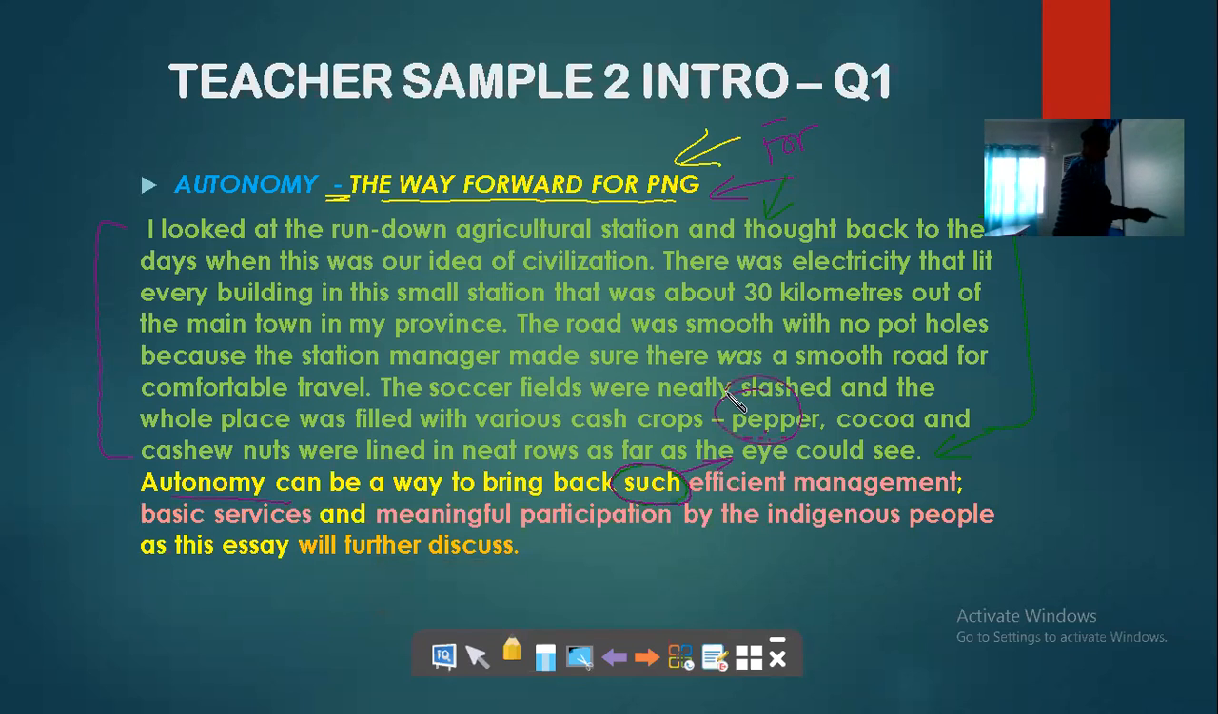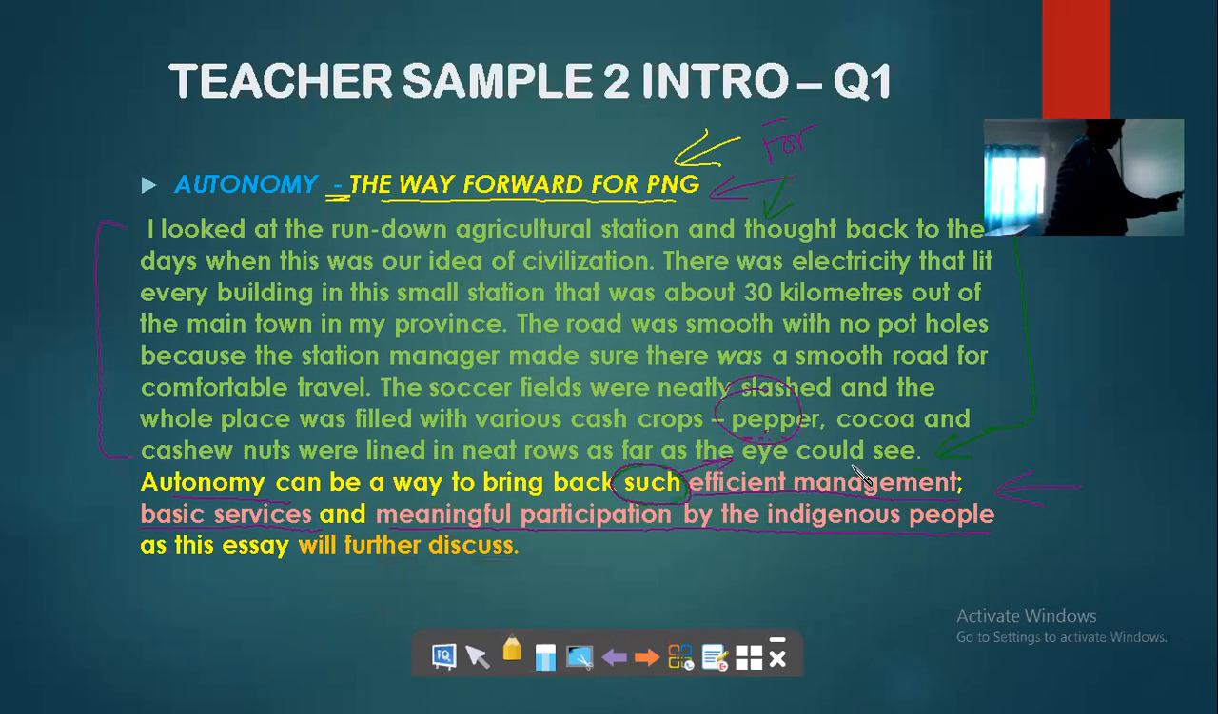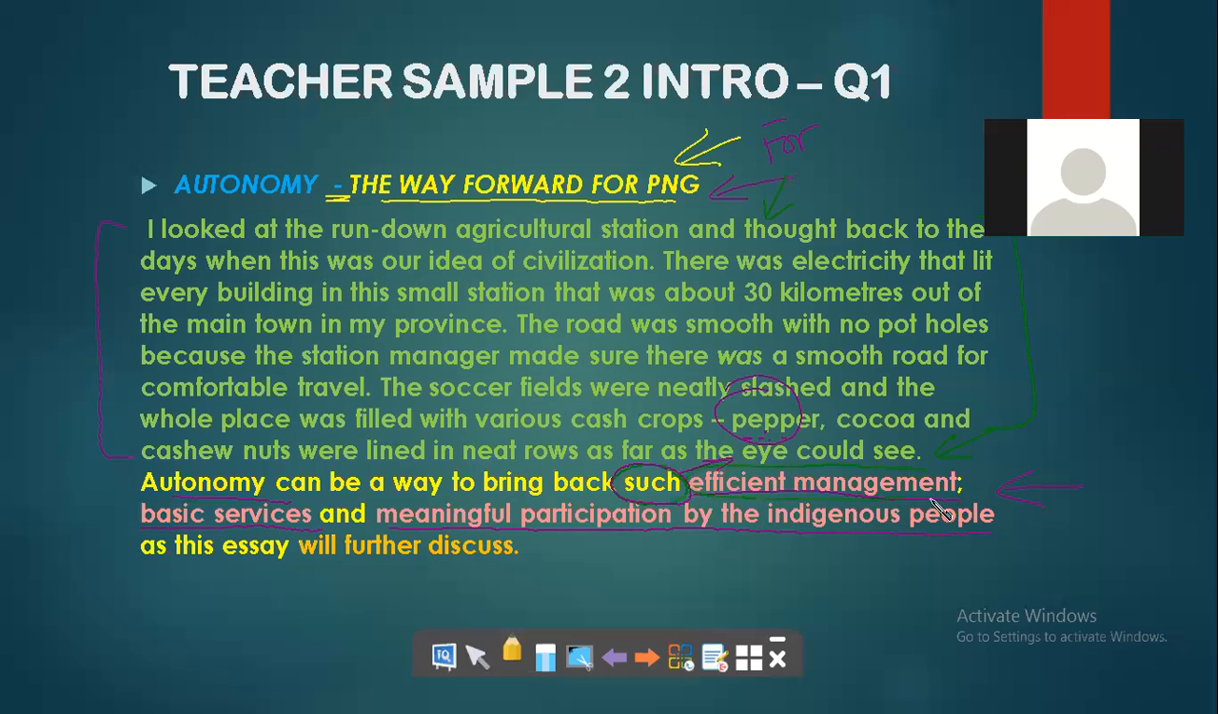You understand? All right? And so it can bring back such efficient management, basic services, and meaningful participation by the indigenous people. So what have I done here when I place information like this? What have I created here? A link. Yes, a link.